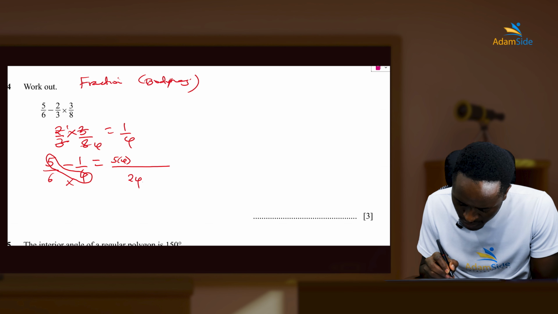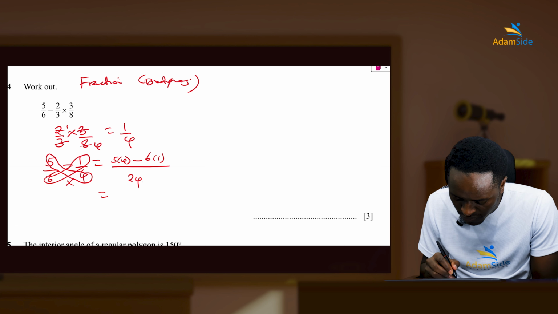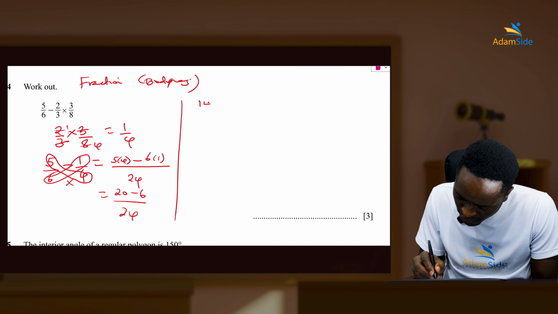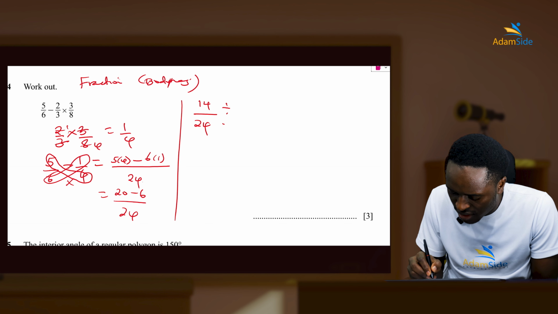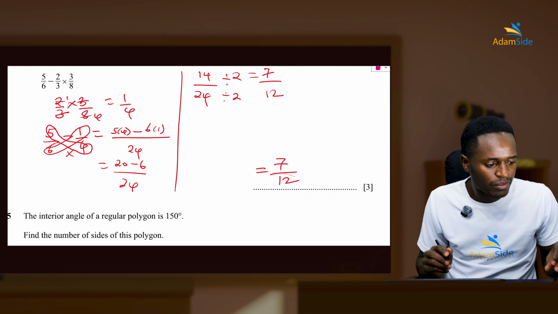5 times 4 minus 6 times 1. 5 times 4 is 20, minus 6, over 24. Then you end up getting 14 out of 24. Then simplify by 2 by 2, and you get 7 out of 12. Then your answer is 7 out of 12. This is the answer. Correct.